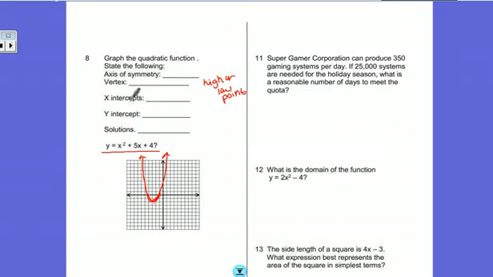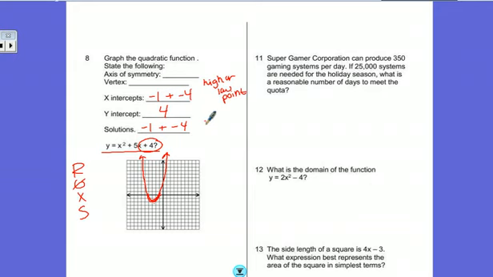Remember, solutions and x-intercepts are the same thing. Roots, zeros, x-intercepts, and solutions: you just find where the graph crosses, which, if you do this work in the calculator, would be -1 and -4. So both of those work. The y-intercept we can see from the equation. It's just this last term here, so that's +4 right there.